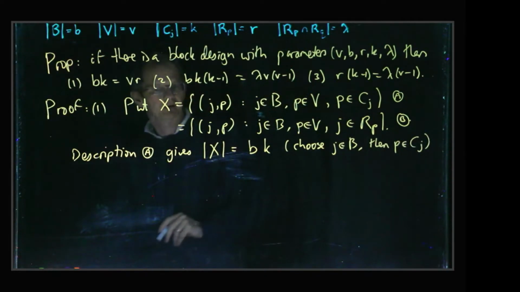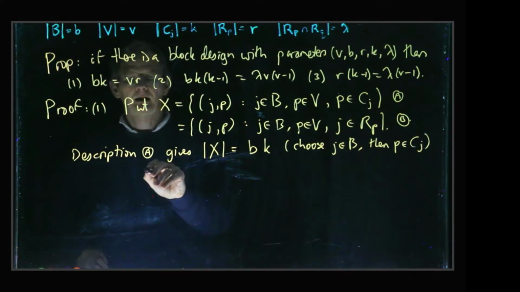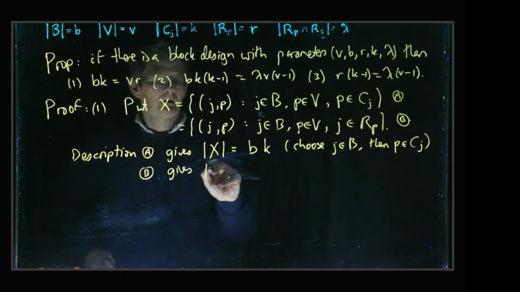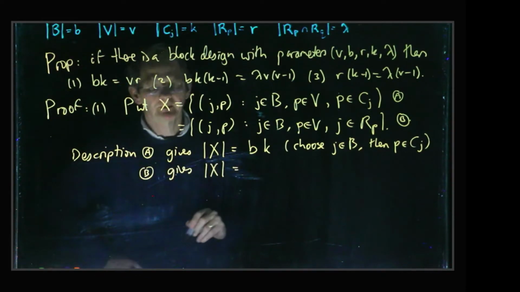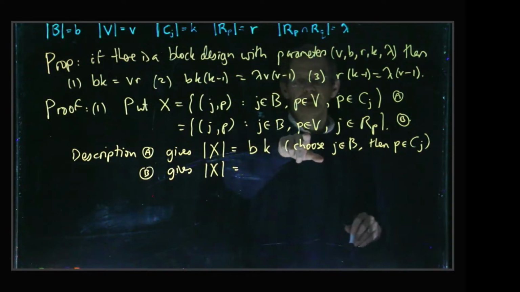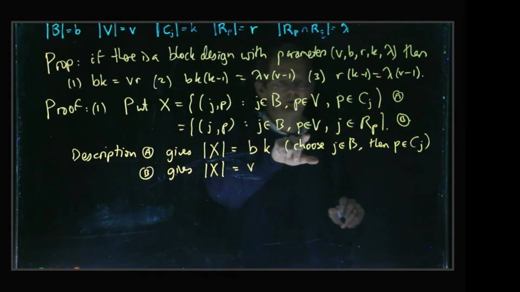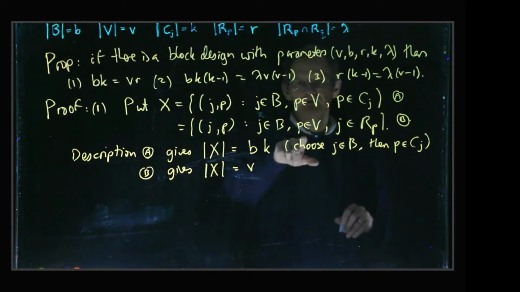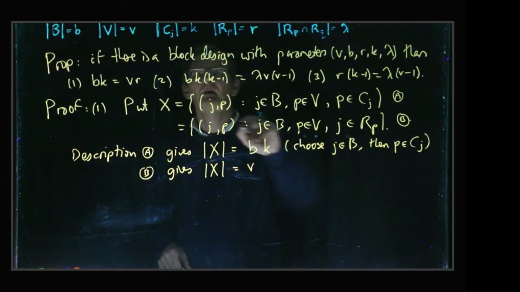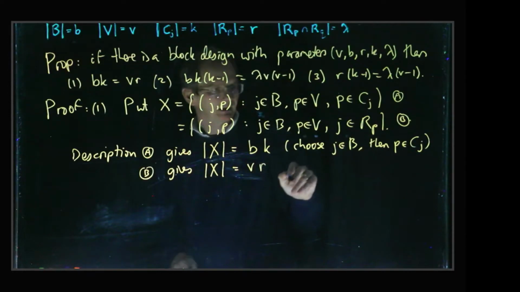From this analysis, we see that the size of X is just bk. On the other hand, we can use description B. Here, the idea is we choose p first, and there's little v as the number of possible choices for the element p. Then, having chosen p, we'd have to choose j in Rp, and Rp is a set of size r, so that's vr.